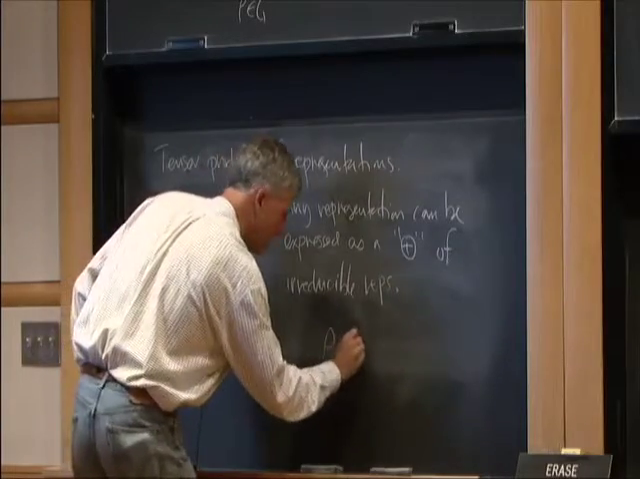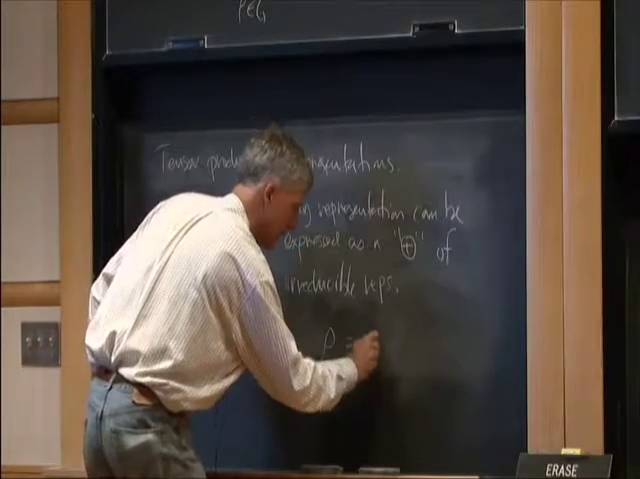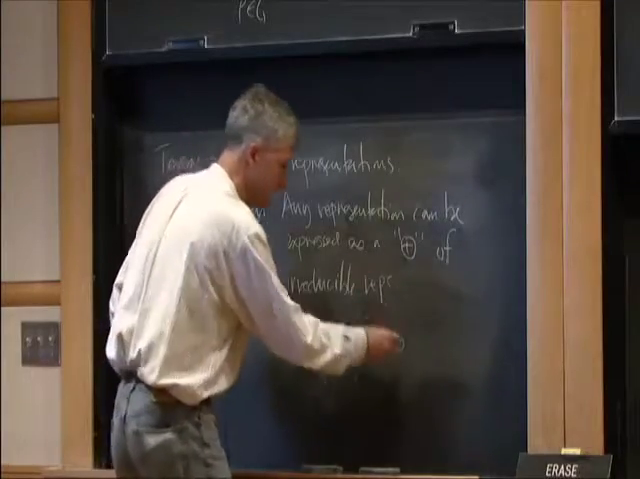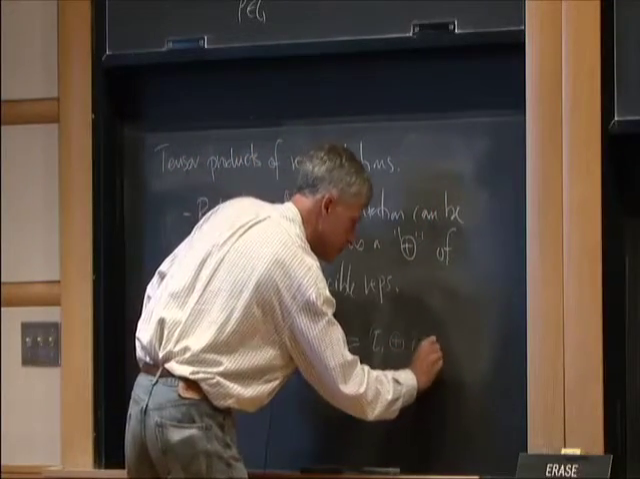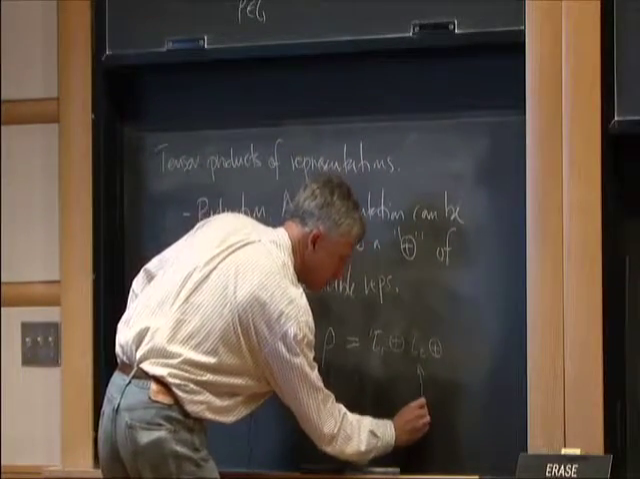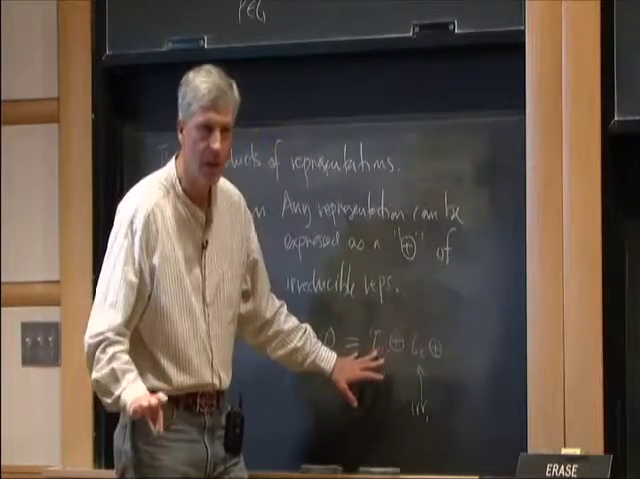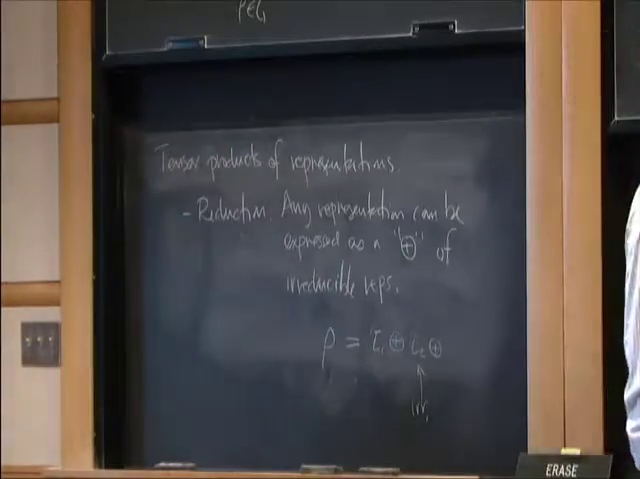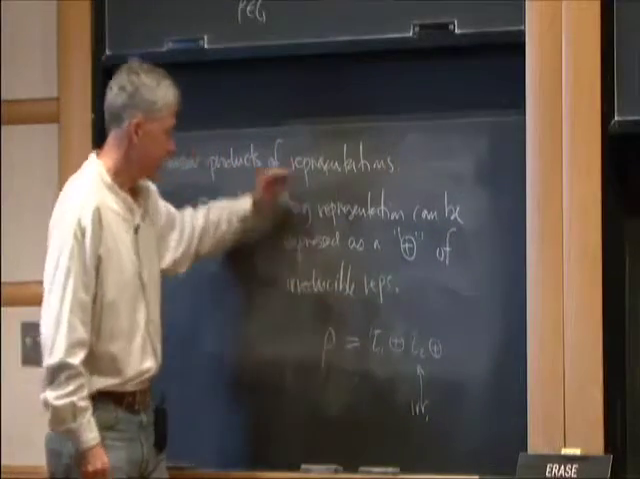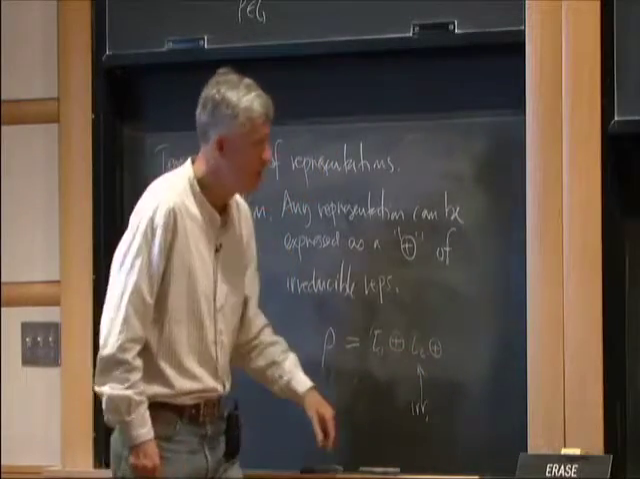So for any representation rho, you can always write it as a direct sum of a bunch of irreducible pieces. You may need a basis change to do this, where these are irreducible. And it's worth understanding that even the same piece could appear many times in here, so it could be that rho is equal to sigma. There's this general process of reduction. Any representation in question can be written as a direct sum of irreducible pieces.